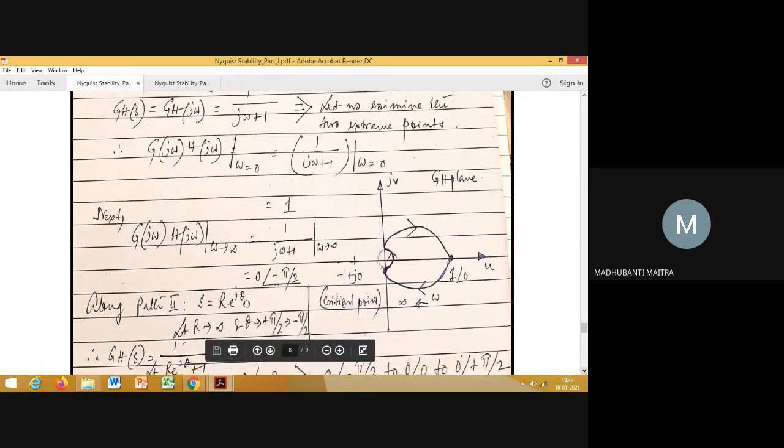Now G(j omega)H(j omega), when omega tends to infinity, is equal to 1 by j omega plus 1, with omega tending towards infinity. Since omega is tending towards infinity, the magnitude of GH(j omega) will be 0. Clear? Have you understood this? Yes, ma'am.